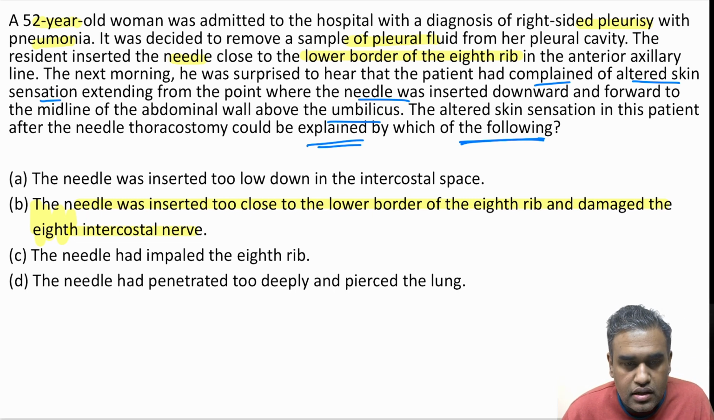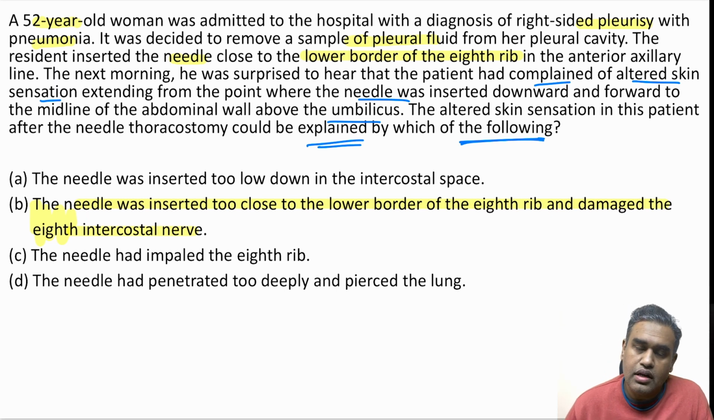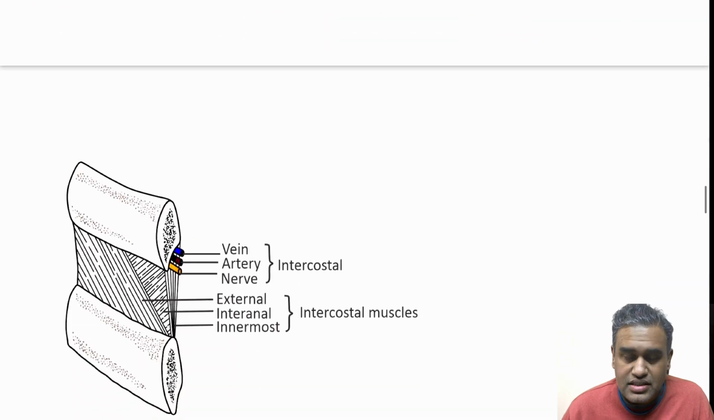Now, if you look at the anatomy over here, then at the lower border of the typical rib, we have the intercostal grooves, and in that groove, we have the intercostal nerve and vessels. So if you insert a needle close to the lower border of any typical rib, there are chances that you might damage the intercostal nerve or intercostal vessels. Here, I guess the nerve was damaged, and therefore the patient later on had an altered sensation.